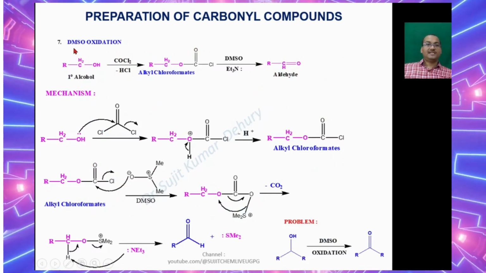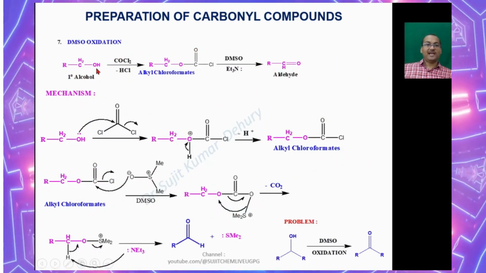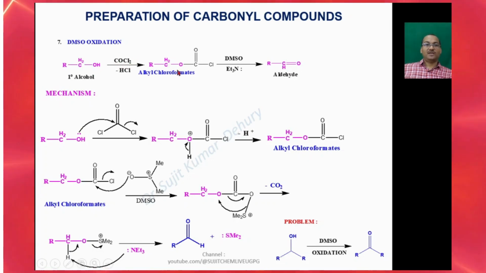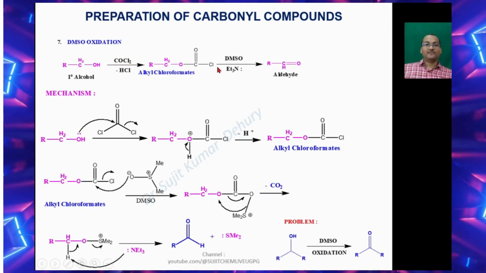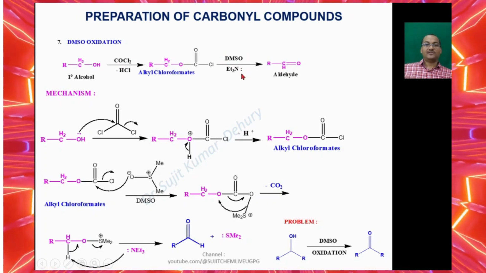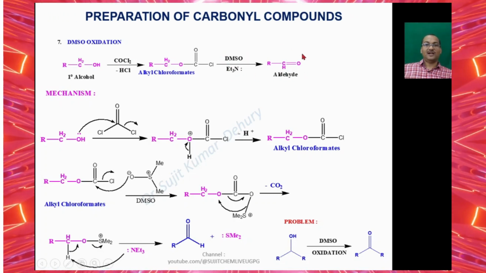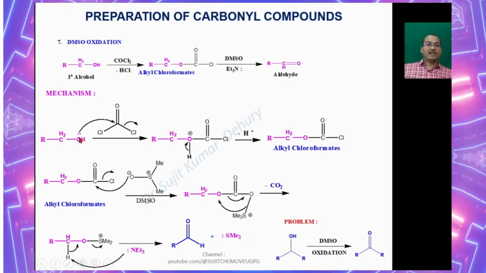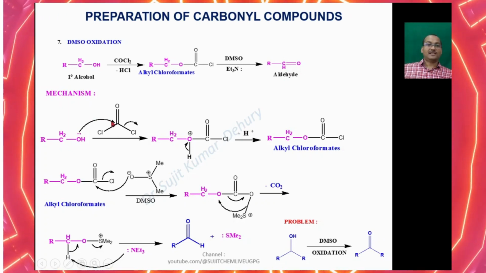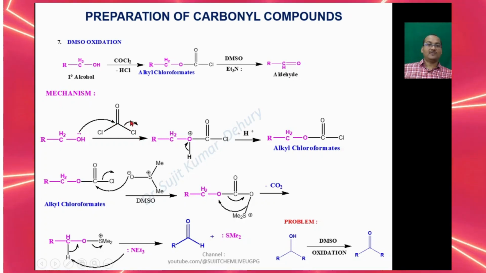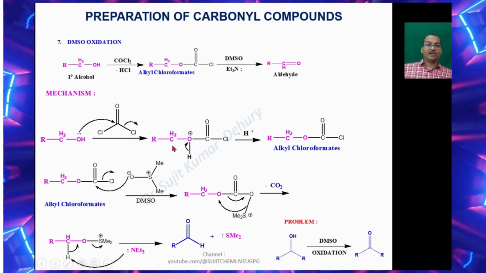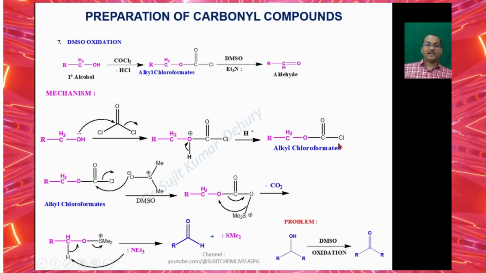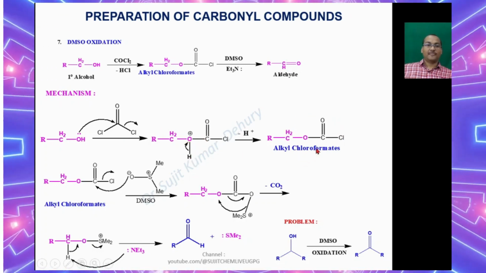The next method is DMSO oxidation. This primary alcohol, upon reaction with phosgene, COCl2, gives rise to an alkyl chloroformate, and further reaction with DMSO and triethylamine gives rise to an aldehyde. In this alcohol, oxygen has a lone pair of electrons. It can act as a nucleophile. It will attack this carbonyl carbon and kick out Cl as Cl minus. You end up with this protonated species, and loss of a proton gives rise to the alkyl chloroformate.